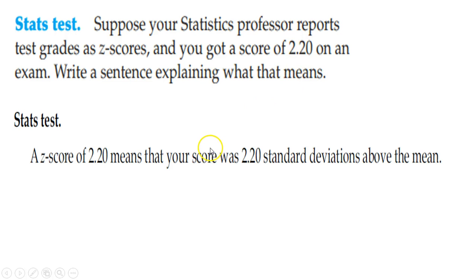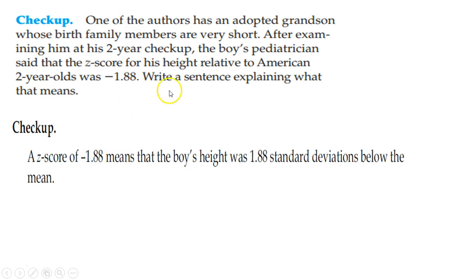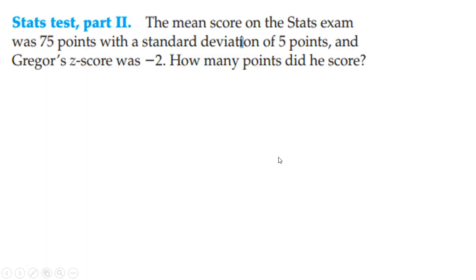But you could have still failed the test. One of the authors has adopted a grandson whose birth family members are very short. After examining him at his 2-year checkup, the boy's pediatrician said that the z-score for his height relative to American 2-year-olds was this. So that just means, again, that a z-score of that means the boy's height was 1.8 standard deviations below the mean. That's all. It's to get you used to understanding what these terminologies mean.